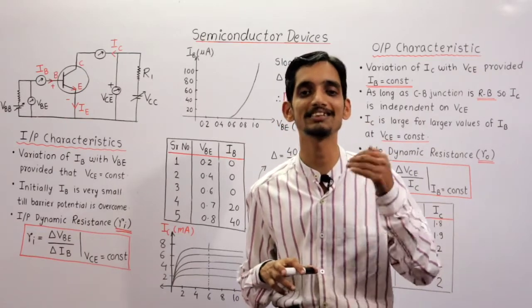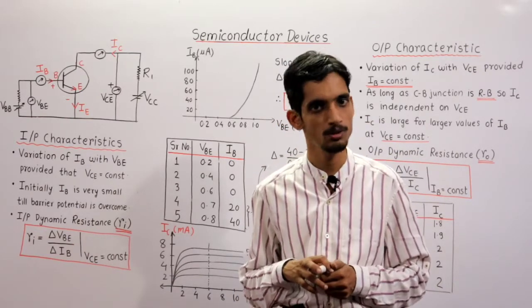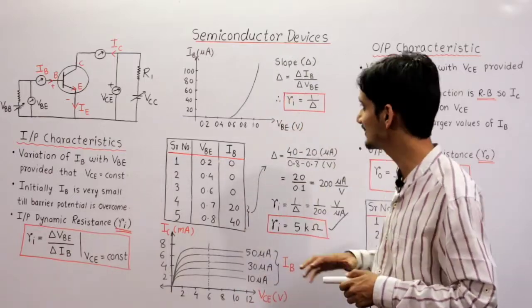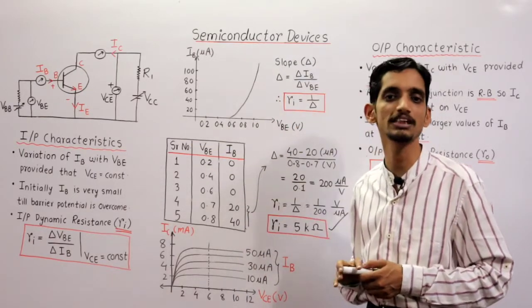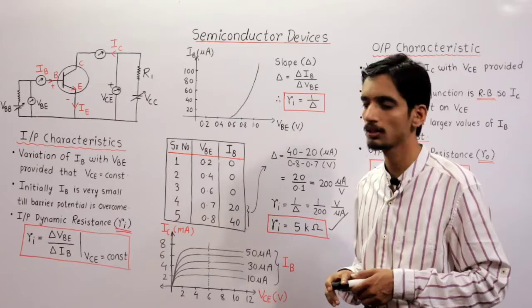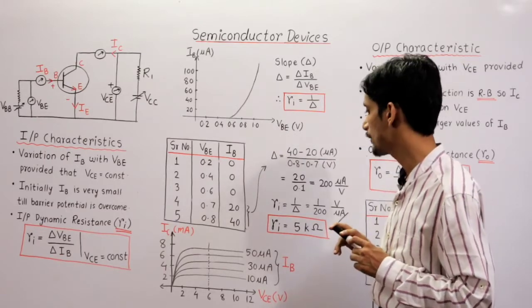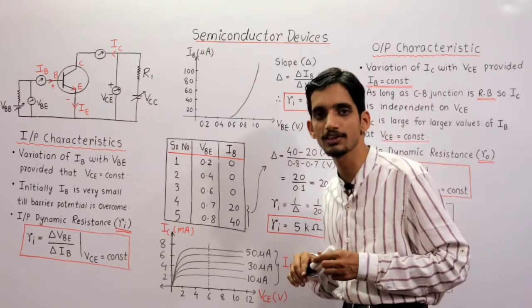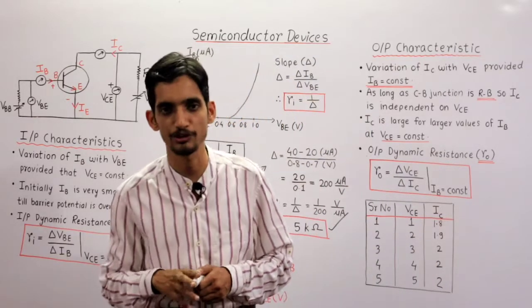So input resistance is very, very high. That is 5 kilo ohms. So this is about input characteristics. Clear? Okay. Now I am going towards output characteristics of common emitter configuration.